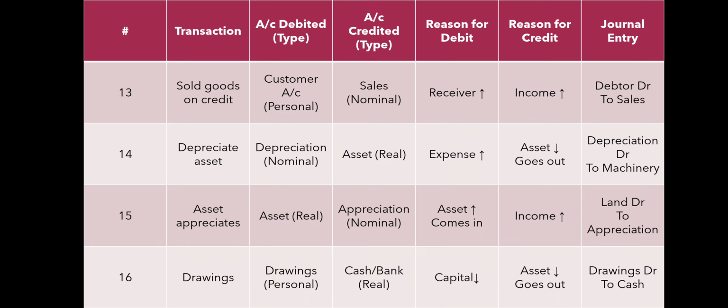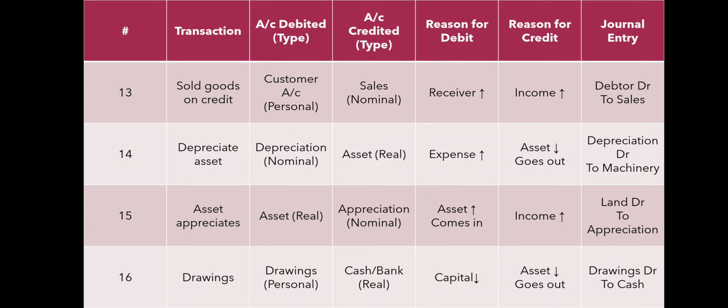Next one is depreciate asset. Now what is depreciation? Say I have a machinery. My machinery will not be in the same condition for years and years. Someday it will deteriorate, someday it will stop working, or it will start giving me less produce. So a few years back I had bought a machinery, and at that time it used to give me 1000 units of produce, but now it is giving me only 800 units of produce. So 200 units has been depreciated. So it's a loss for me.